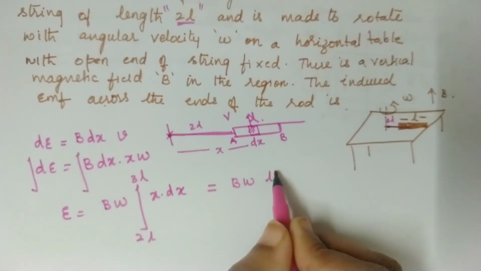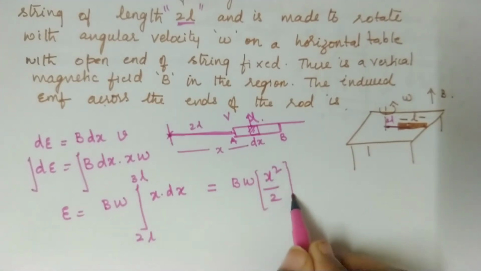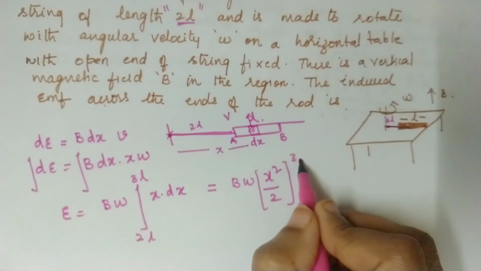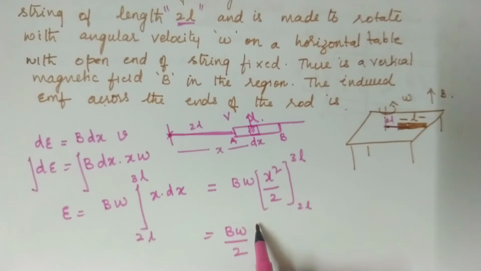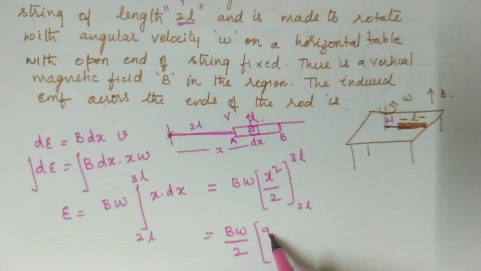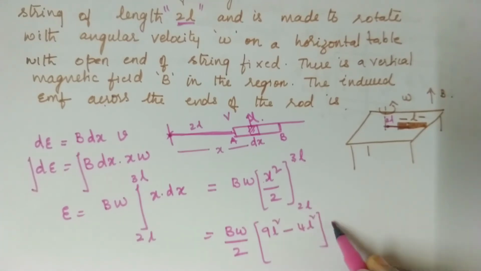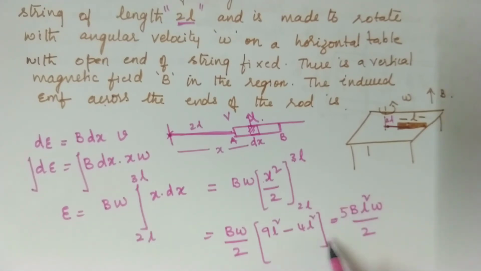B omega, x square by 2, limits changing from 2L to 3L, or B omega by 2 I am writing outside. Upper limit minus lower limit. 3L whole square is 9L square minus 4L square. What would your answer be? B L square omega by 2, 9 minus 4 will be 5. So this gives you the induced EMF.